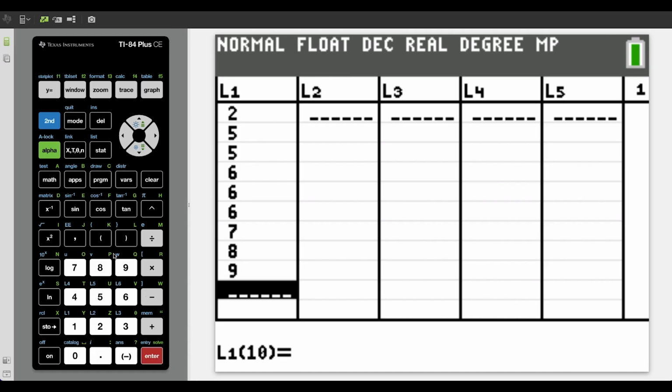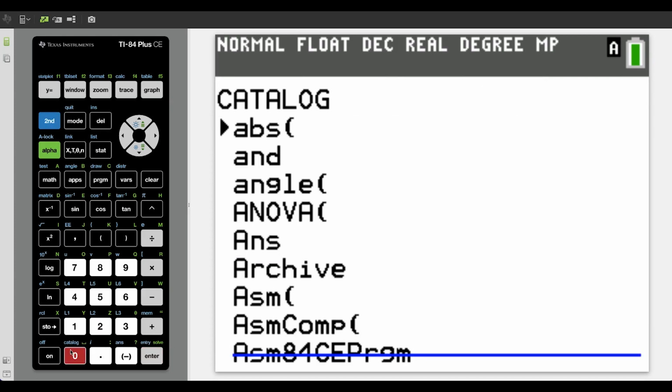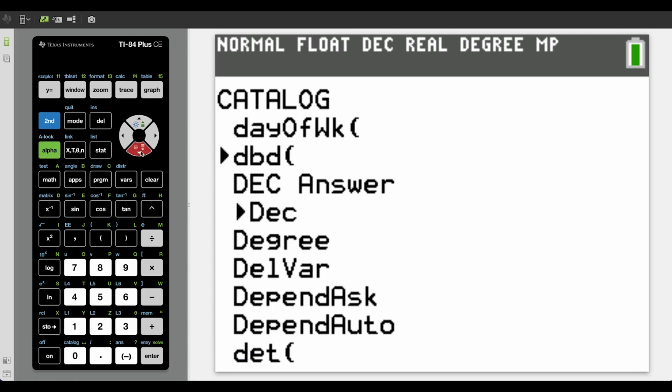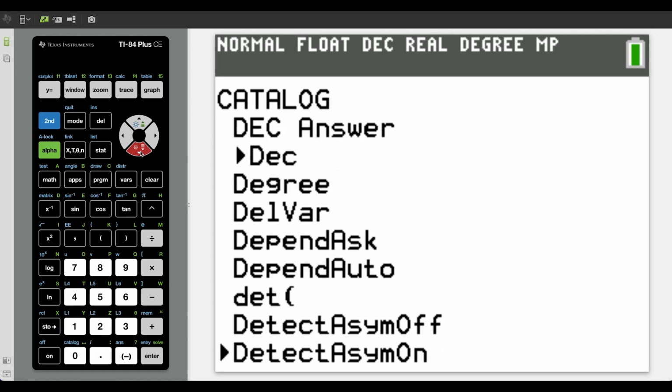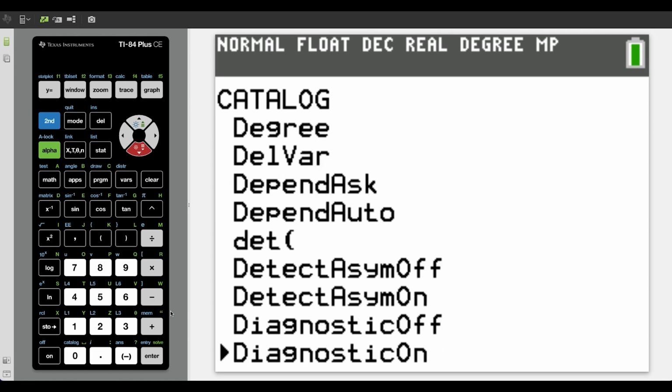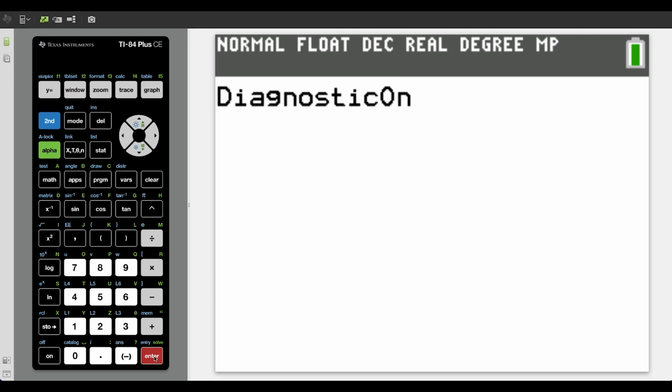Now what we're going to do is go over to diagnostic. So second 0, and just make sure that the diagnostic is on. We could press alpha and then go to the option over here to write in the letter D. That way you don't have to keep scrolling for a long time. It's like a little shortcut. And once again, make sure diagnostic is on.